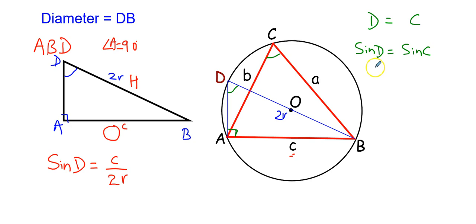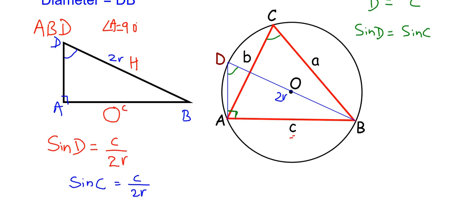Whatever is the value of sine D, sine C has to be the same because D and C are identical. Therefore, I will replace sine D and just write sine C, because D was introduced whereas C is already there. So I'll get rid of that D. Instead of sine D, I'm writing sine C is equal to lowercase c over 2r.